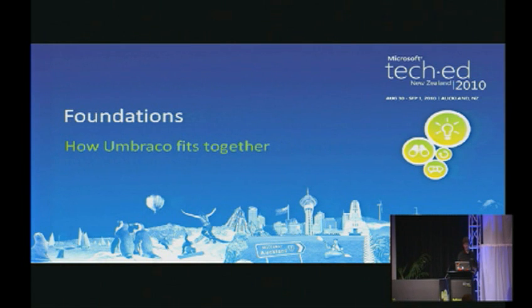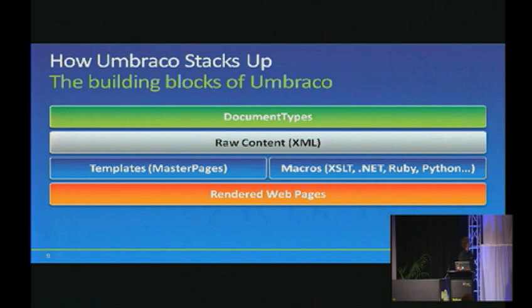What I'm going to talk about very briefly is foundations. The way I want to look at this is in the stack, a very high-level overview of what an Umbraco website looks like. Firstly, at the top, we've got our document types. Those are used to design our data storage for our Umbraco website. Basically, we create a document type for each of the types of content that we have in our website, whether that be a text page, a news item, or an image.